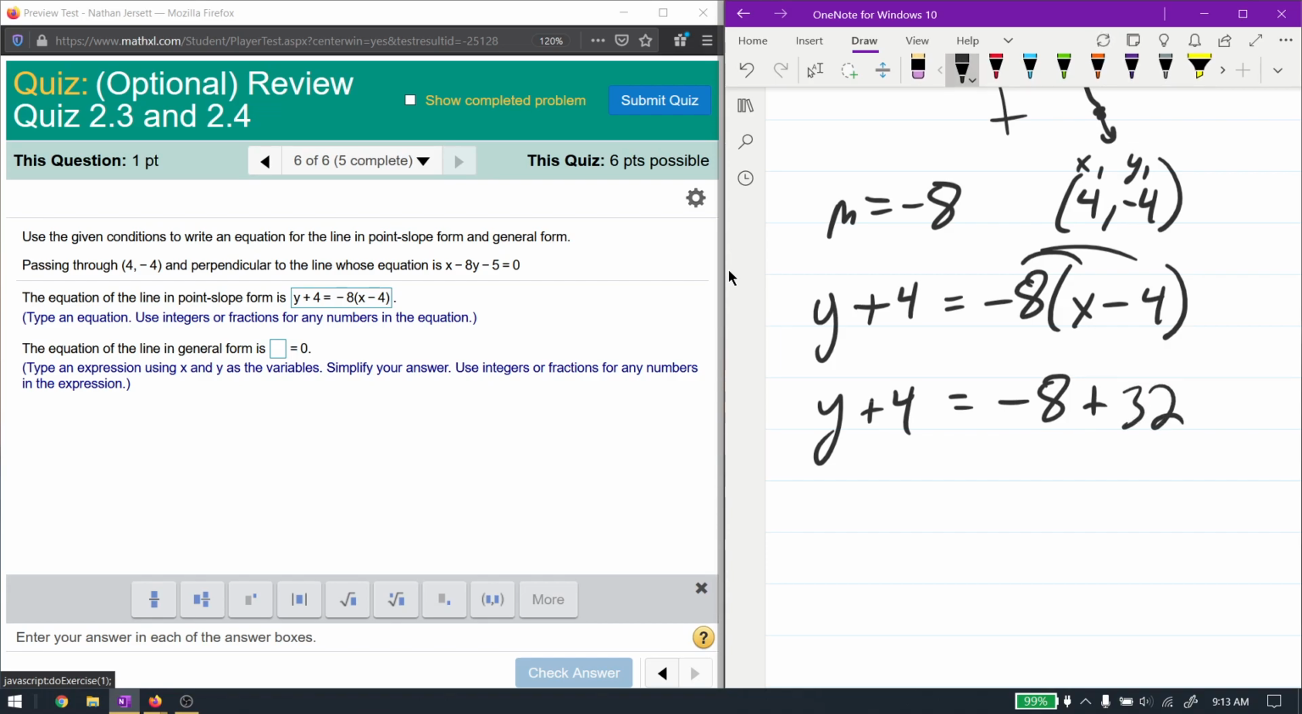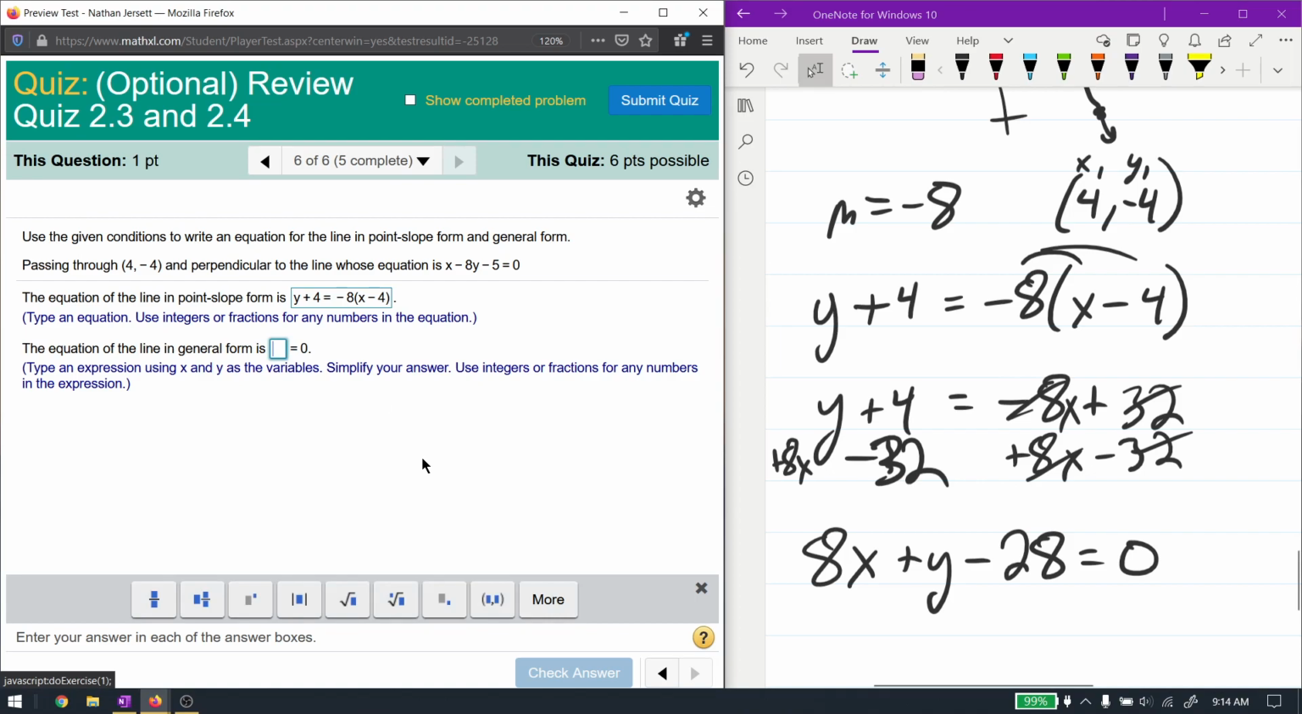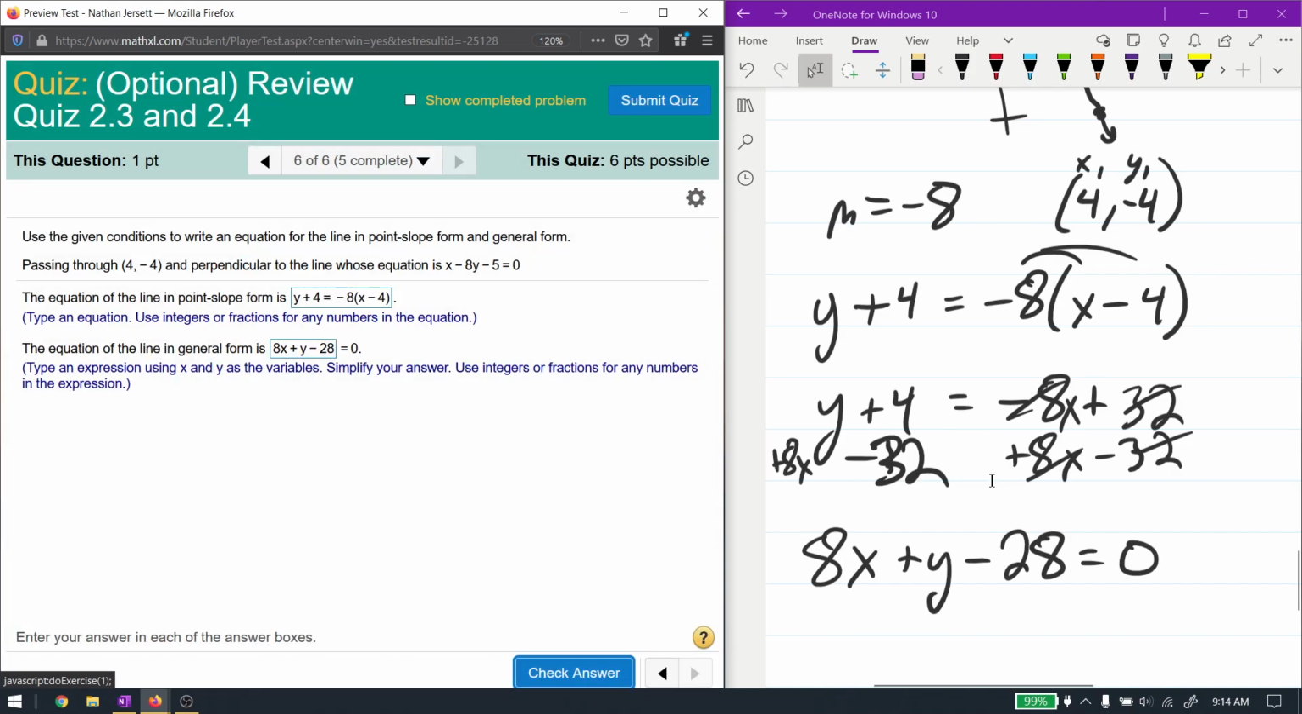And so now we want to get everything over to one side. This should have an x next to it. So I'm going to add the 8x to this side and subtract the 32 to this side. Now we have 8x plus y minus 28 equals 0. 8x plus y minus 28. See if that's correct. And it is.